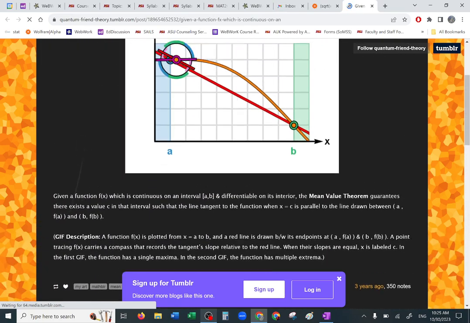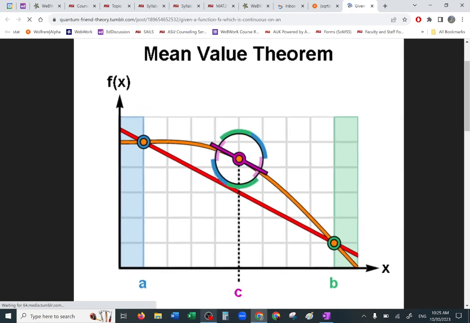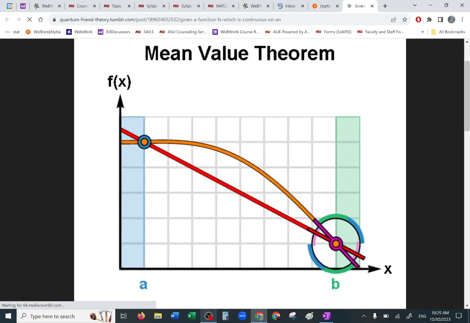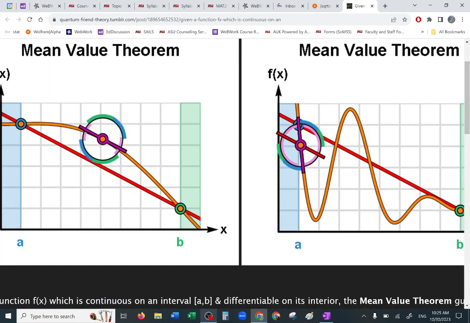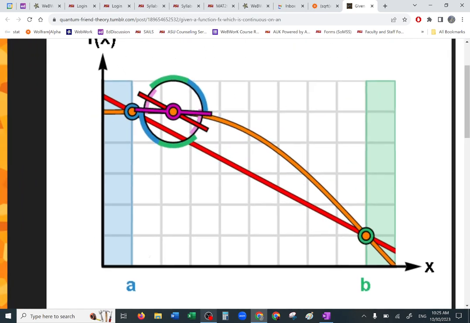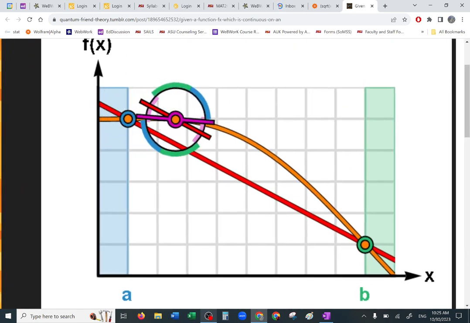Oh, here it is. So, mean value theorem, check it out. At some point, you see there's a secant line already cutting through. Here it is. The secant line is in red, from A to B.